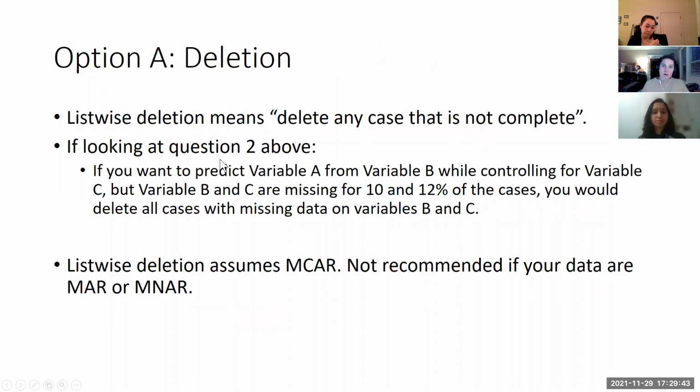The first one you've probably heard of, which is listwise deletion. Listwise deletion just means delete any case that's not complete. Anything that doesn't have data, we just delete right out of there. So if we were looking at question 2 above, if you wanted to predict variable A from variable B while controlling for variable C, then you would delete any case that had missing data on variable B or C. That could be 10%, 12%, or some bigger number because somebody might be missing B but not C, or C but not B.